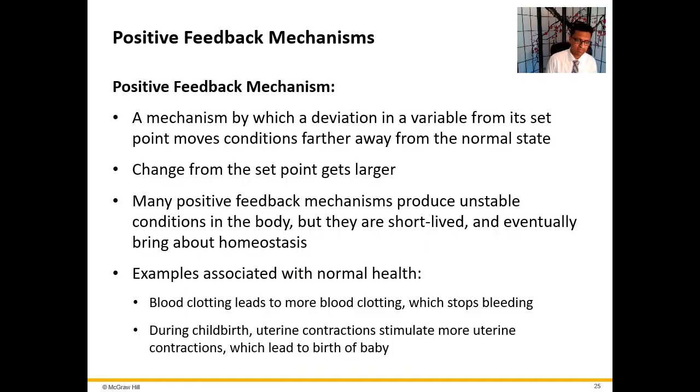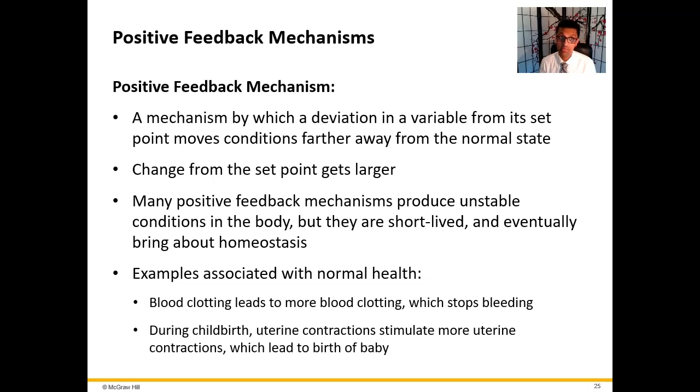Now, that was negative feedback. A positive feedback is a little bit different in that it's a mechanism by which a deviation in a variable from its set point moves further away from the normal state. Change from the set point gets larger. Many positive feedback mechanisms produce unstable conditions in the body, but they are short-lived and eventually bring about homeostasis.